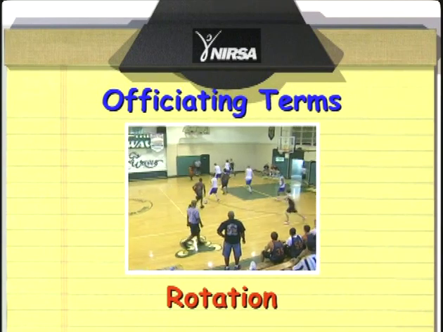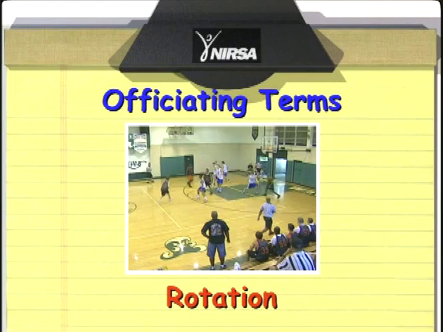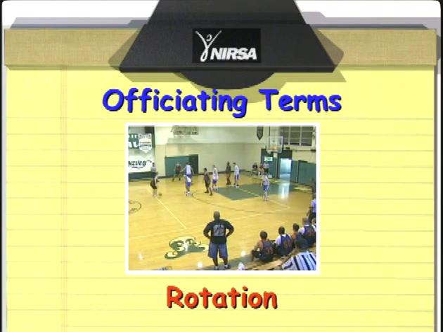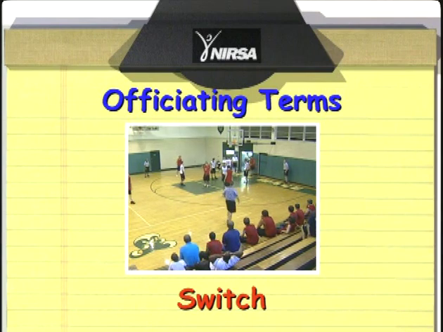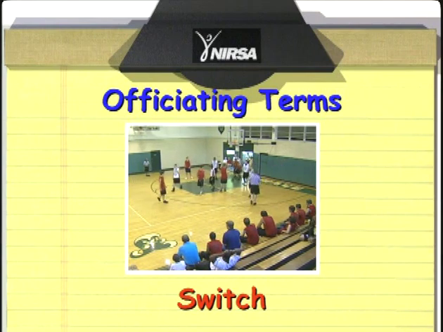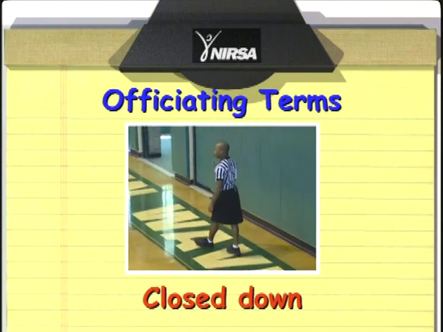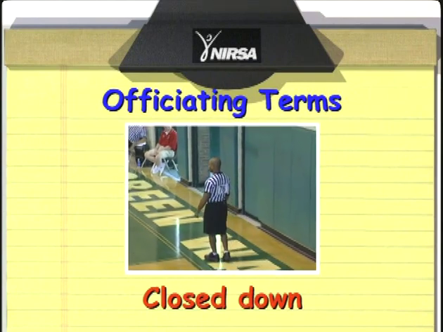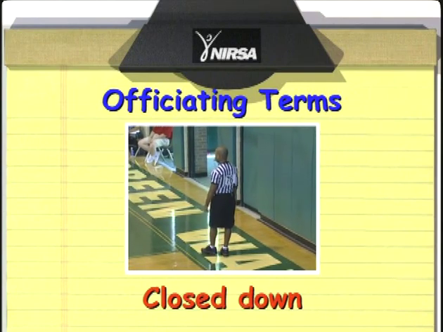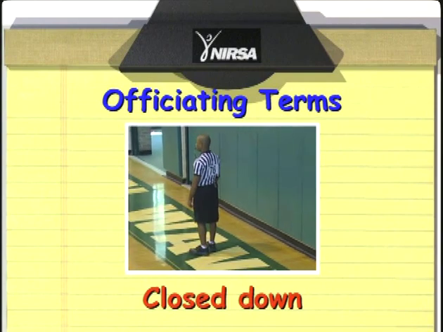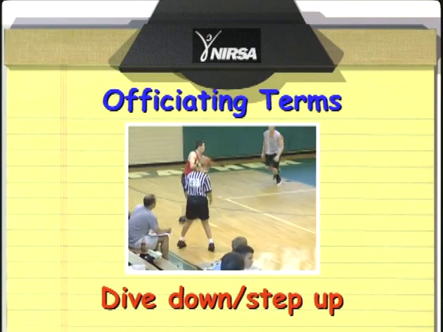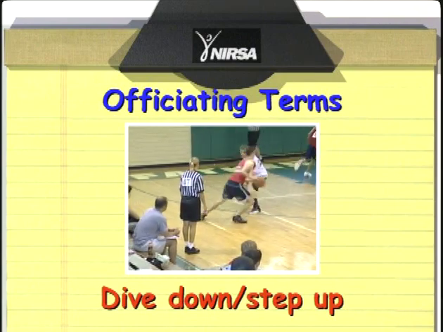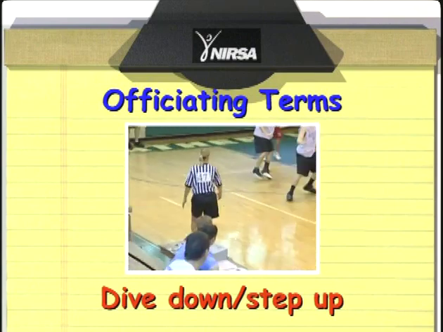Rotation refers to live ball movement of officials to a new place on the court. Switch refers to dead ball movement of officials to a new place on the court. Close down is the process of the lead official moving to the nearest lane line in preparation for a rotation. Dive down, step up is the process of the center official stepping up or down to get a better angle on a play.